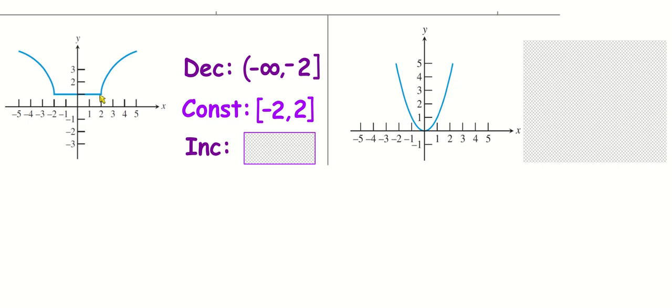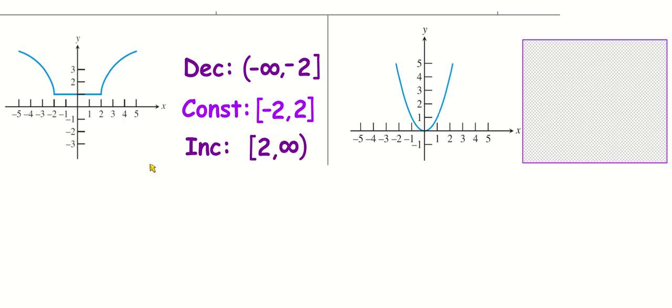Certainly anywhere in between, it's constant. But again, it's really going to boil down to the literal words in the definition of decreasing, constant, and increasing. And then from positive 2 off to infinity, as we head off to the right forever, apparently, it's increasing.